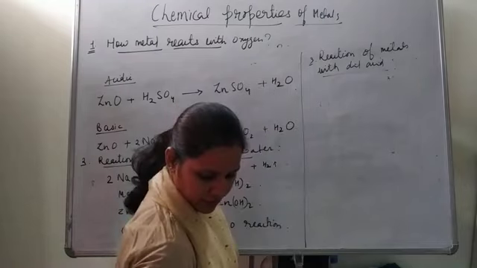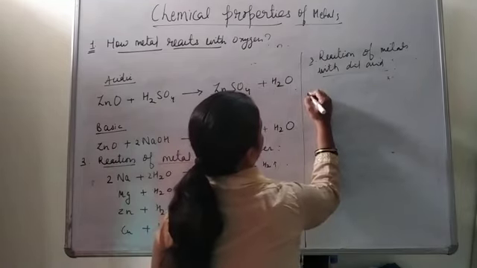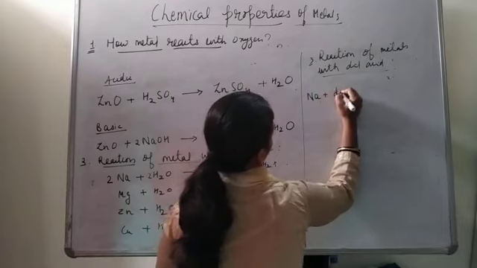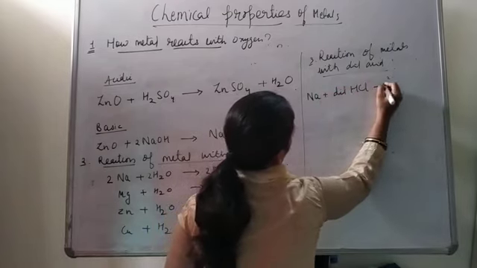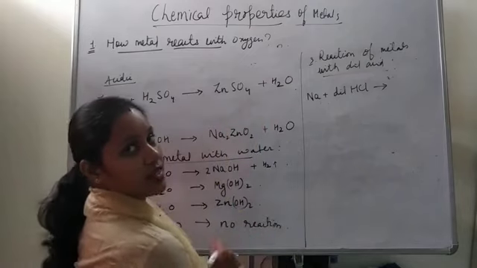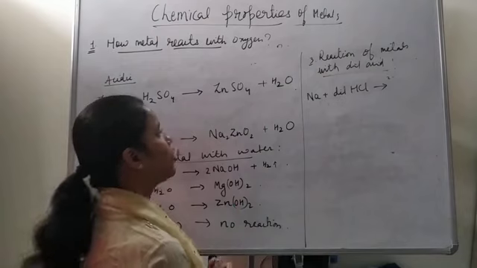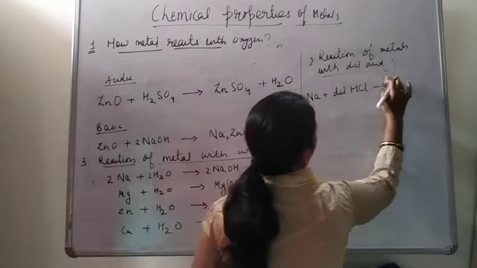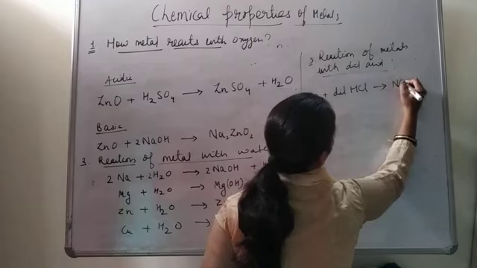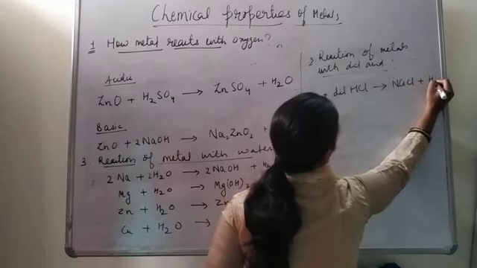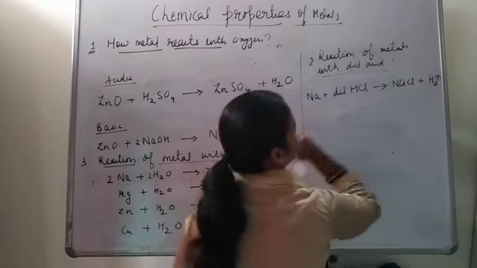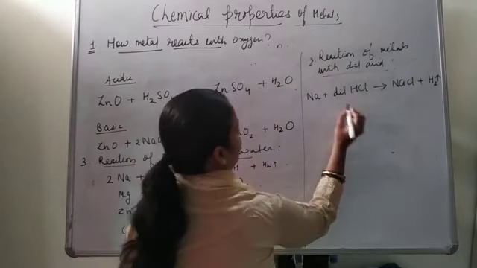So first we have the reaction of sodium with dilute HCl. When a metal reacts with dilute acid, it will form a metal salt and liberate hydrogen gas. So when sodium reacts with HCl, it will form sodium chloride and hydrogen gas will be liberated. You can balance the equation also.